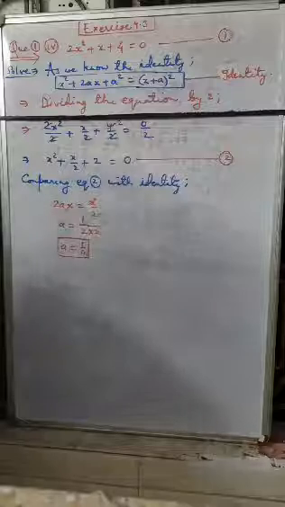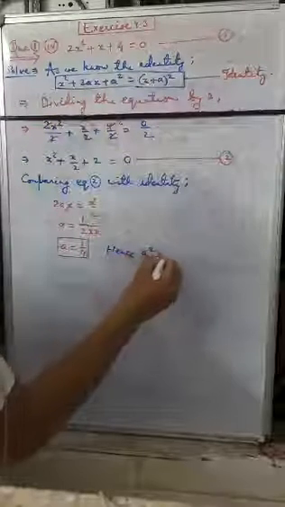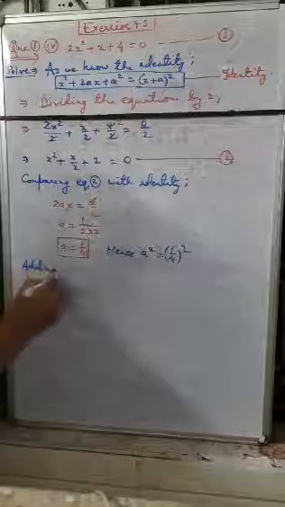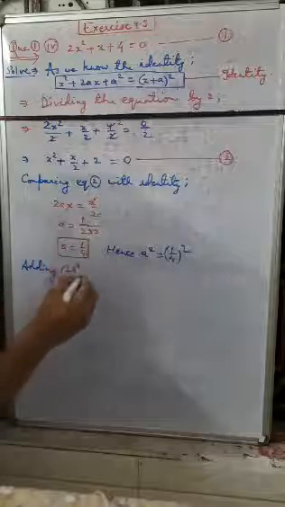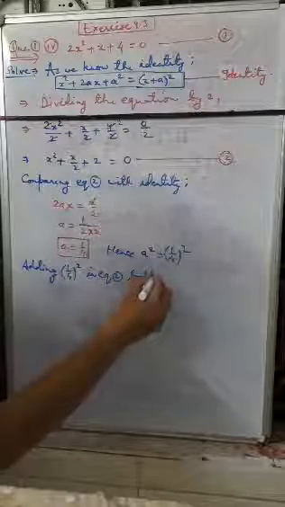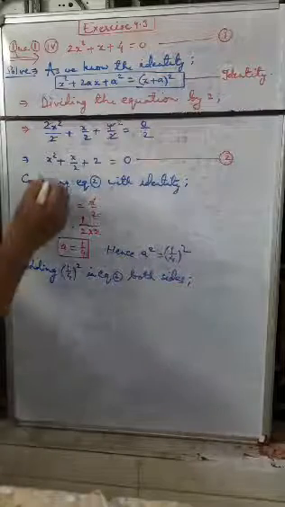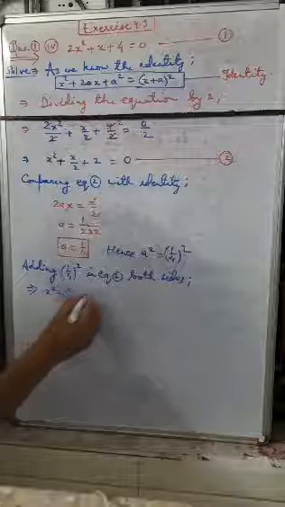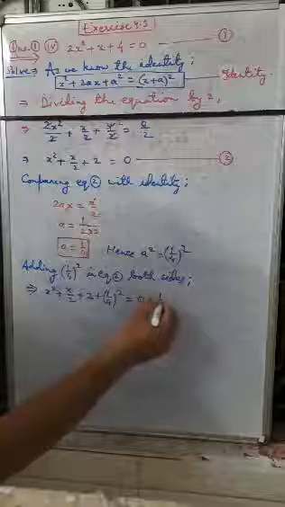If we square both sides, a² becomes (1/4)². Now we add (1/4)² to both sides of equation 2. So we now have a new form of the equation: x² + x/2 + 2 + (1/4)² = 0 + (1/4)².